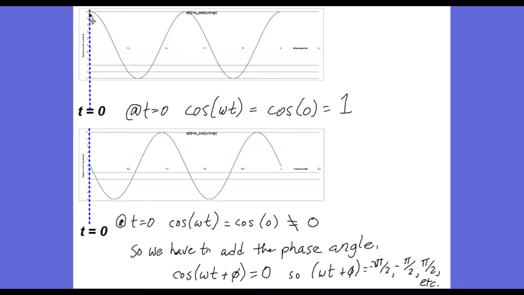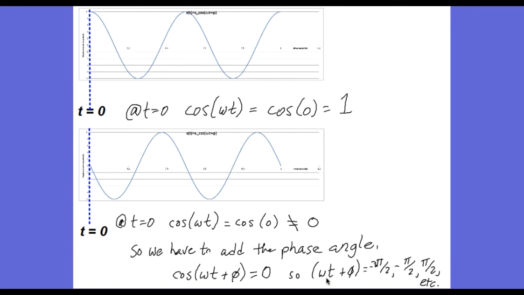But what if we wanted to look at a different location in the oscillation as our starting point? So in this graph here, I've drawn a different location on the cosine curve where time t equals 0 is. So if we used our equation, cosine omega t, at time t equals 0, the cosine of 0 is still 1, and that is not the value we have here. So we have to adjust what's inside the parentheses so that when we take the cosine of it, for this example, we get 0. So we add what's called the phase angle. So now the cosine of omega t plus the phase angle, for this example, has to equal 0.